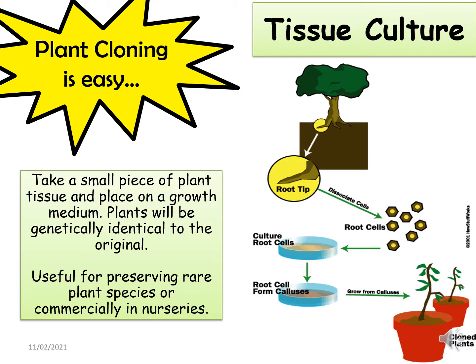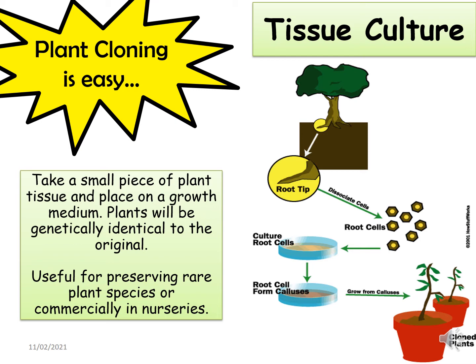Next method, tissue culture. With tissue culture, another way of cloning plants, it works with small pieces of the plants. These are grown in vitro using sterile agar jelly that contains plant hormones and nutrients. This makes tissue culture more expensive and difficult to do than taking cuttings. So this is the more expensive version of cloning compared to the cuttings. It is an important way to preserve rare plant species or grow commercially in larger nurseries.